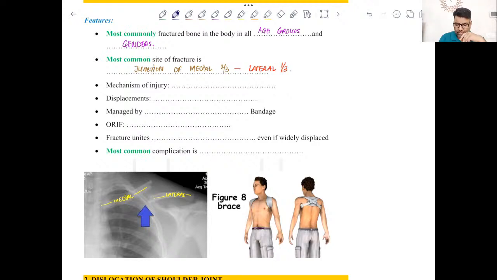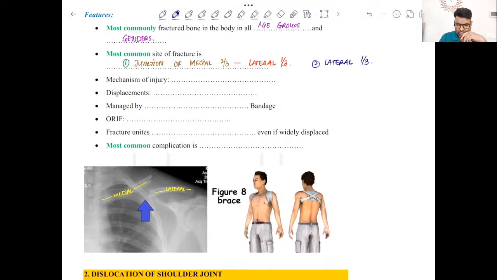Suppose if this is not in the option, then the second option which you need to remember is the lateral 1/3, right? So usually the option given is the junction of medial 2/3 and lateral 1/3, but in rare case, if that's not any of the option, then you can search for lateral 1/3.